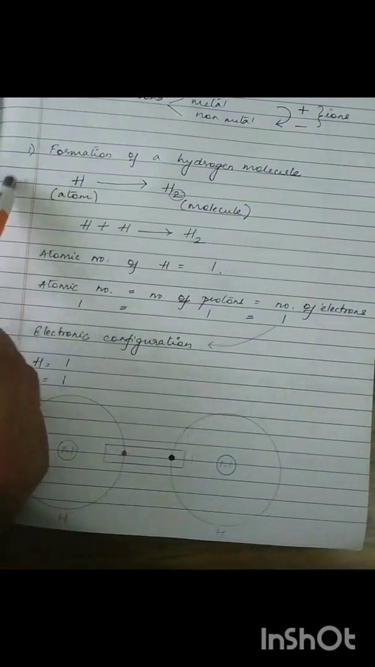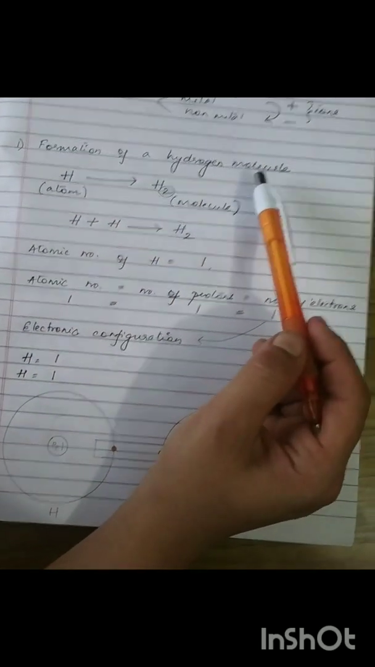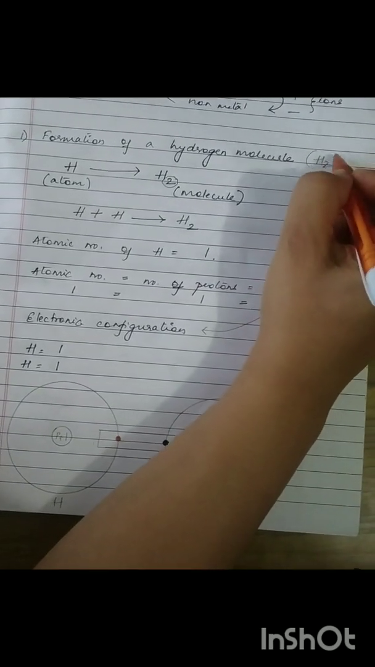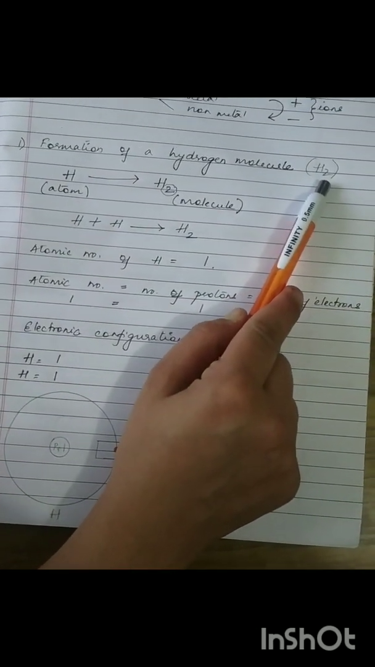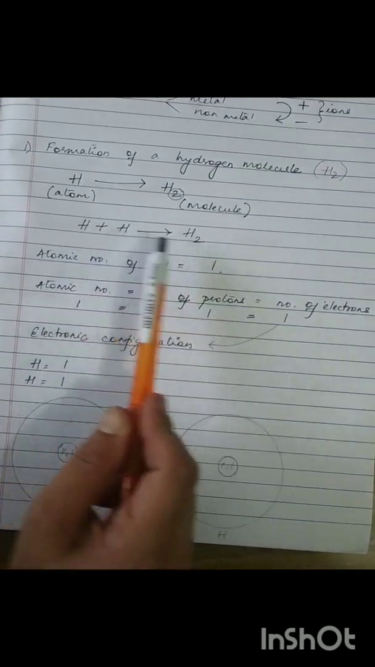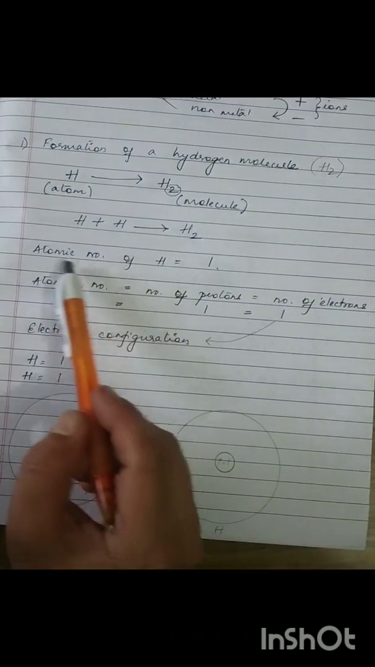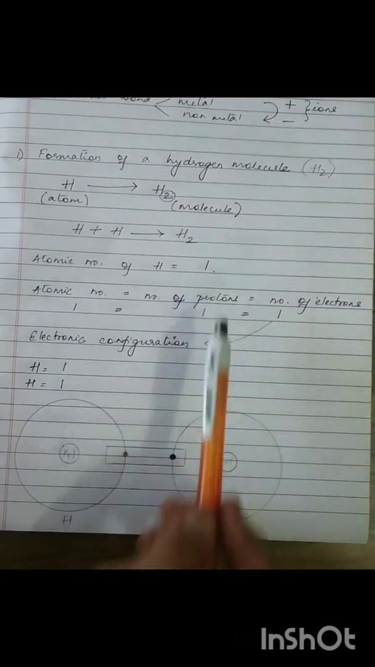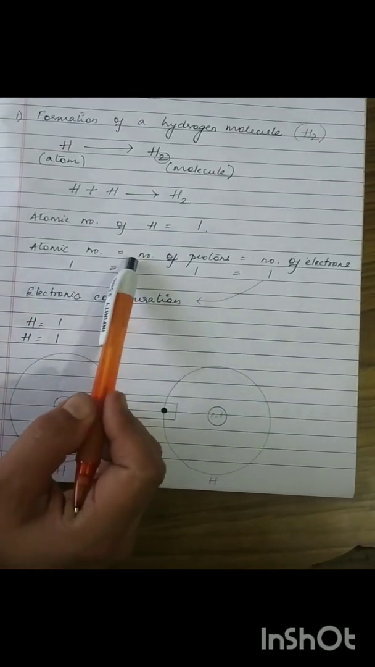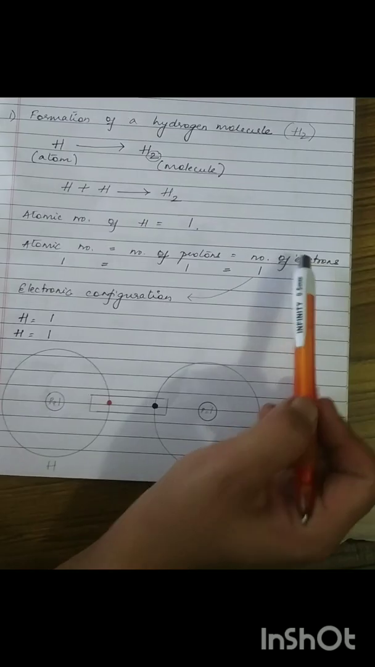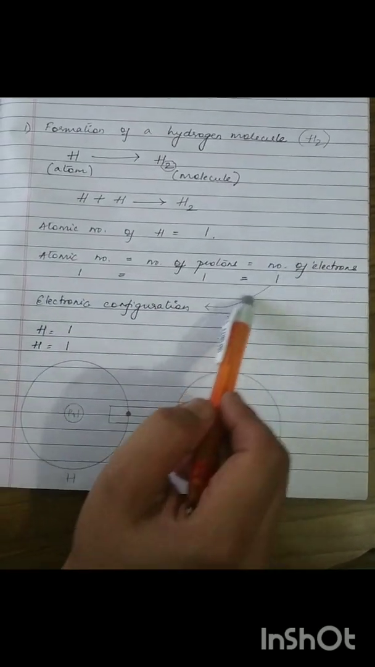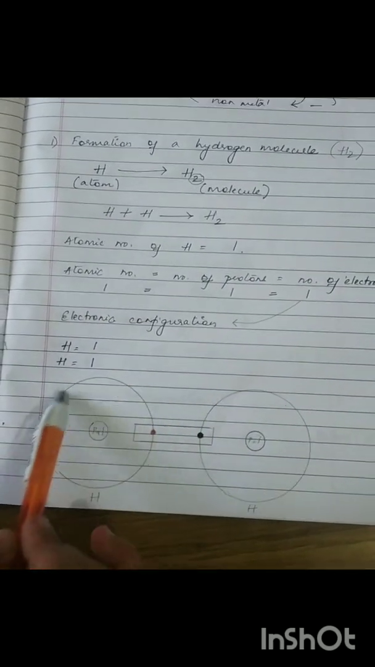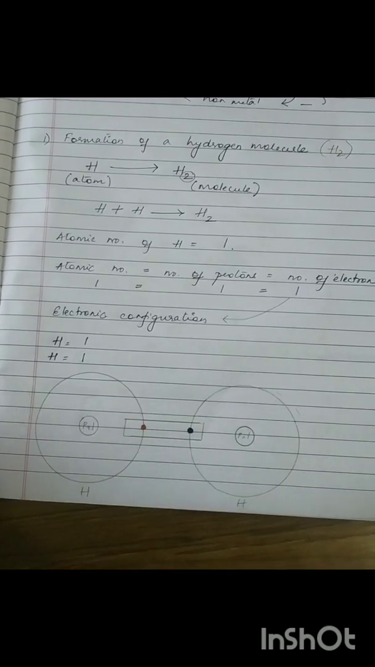The first example that we did was the formation of a hydrogen molecule. Hydrogen is diatomic, H2. That means 2 atoms of hydrogen are present. So H plus H will give you H2. Atomic number of hydrogen is 1. In the periodic table, hydrogen is the first element, so the atomic number is 1. Atomic number equals the number of protons, which is equal to the number of electrons. So it's all 1. Using the number of electrons, we write the electronic configuration 1, 1. So the first orbit has 1 electron each.